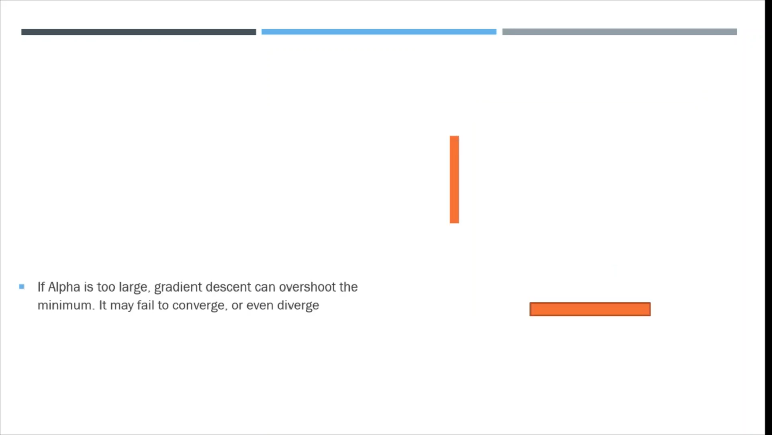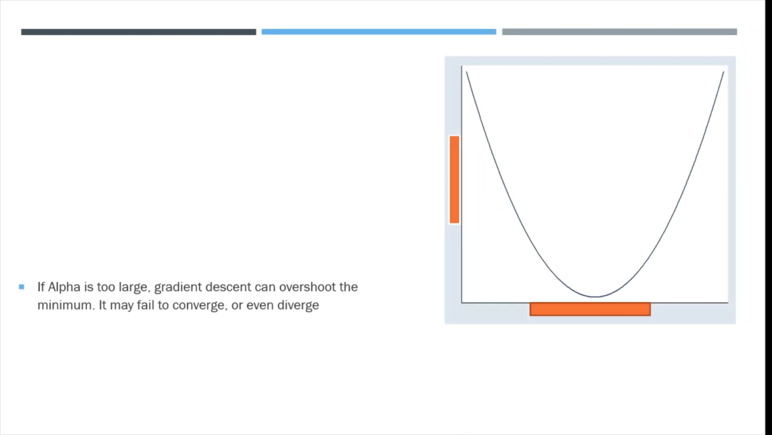Okay, so what if the alpha is too large? Then the gradient descent can overshoot the minimum. It may fail to converge or even diverge. So what does that overshoot mean? Okay, so again consider this graph. I plotted some data. Please look at this visualization very carefully.